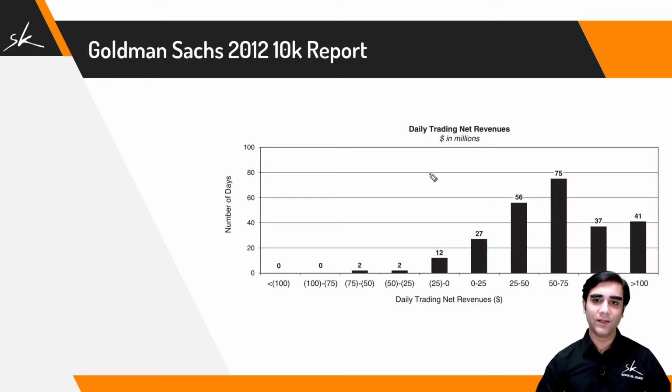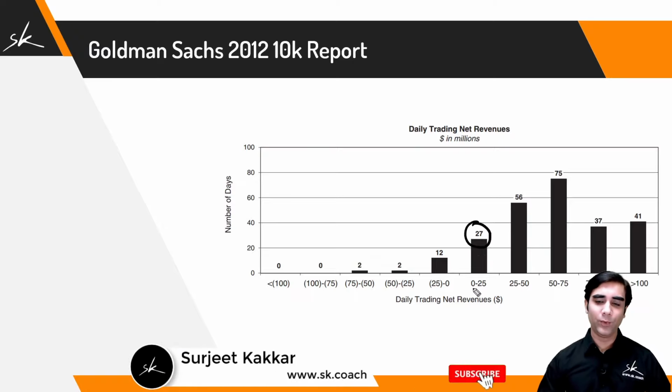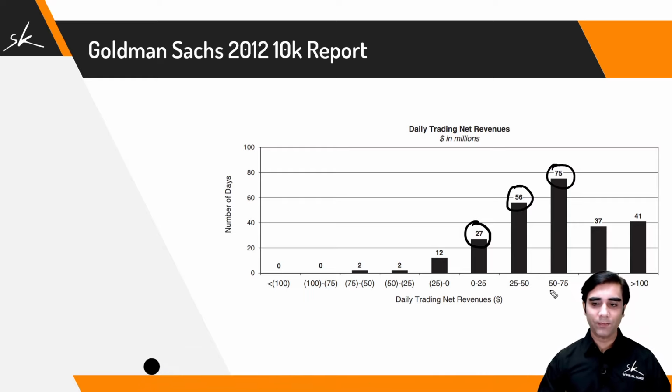For example, you can see here that in 2012, they had 27 days when they were making between 0 and $25 million. They had 56 days when they were making between 25 and $50 million, 75 days between 50 and $75 million, 37 days between 75 and $100 million, and similarly 41 days when they made over $100 million. But along with that, they also had 12 days when they lost between 0 and $25 million. They had 2 days when they lost between 25 and $50 million, and also 2 days when they lost between 50 and $75 million.